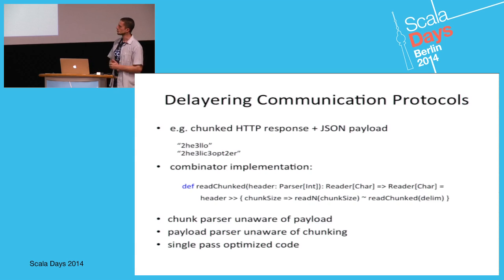And using combinators, that's pretty easy. We just have this read chunked method here, and we can parameterize this over a parser that parses the header. The only requirement is that it needs to get us a chunk size. Then we say, read n bytes, which is the chunk size, and then do a recursive call, which starts over again. So the takeaway here is that the chunk parser can be unaware of the payload, and the payload parser does not need to know anything about the chunking. And still we can generate code which does the parsing in one single optimized pass.